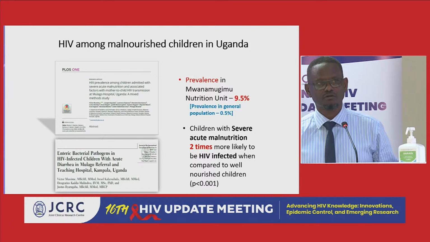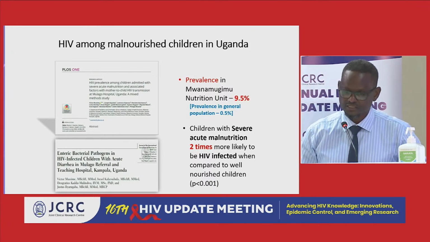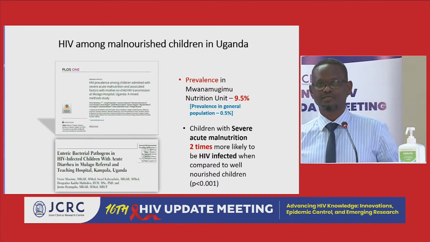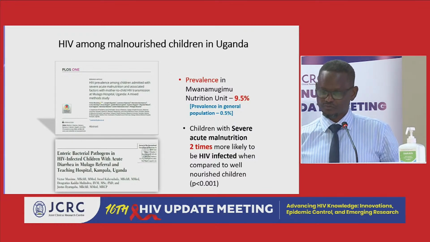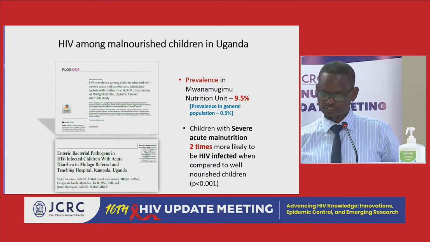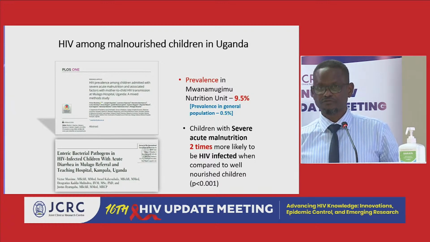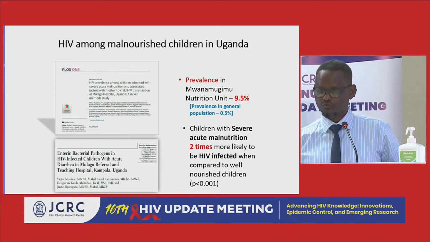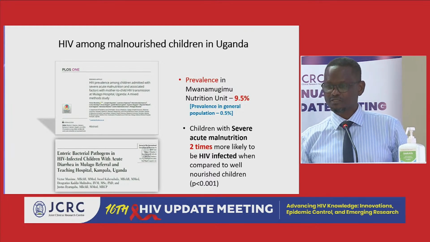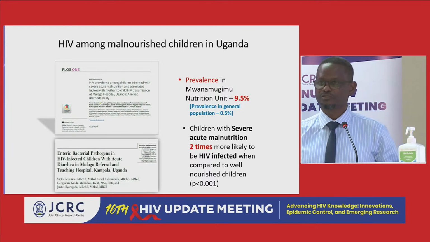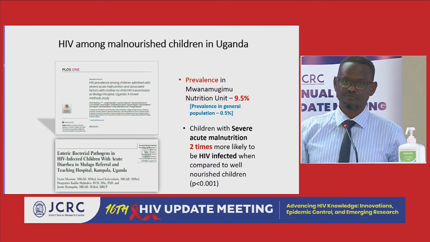Okay, so now, after that treatment update, we can look at the comorbidities, starting with malnutrition. The recent evaluation which we did in Mwanamujimu showed that the prevalence of HIV among those children admitted with severe acute malnutrition was 9.5%. Now the background prevalence in the general population is about 0.5%.